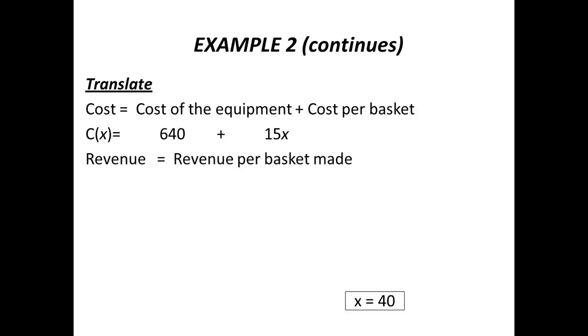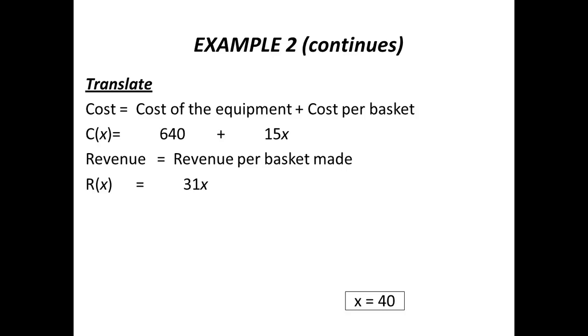Let's translate that. The cost is equal to the cost of equipment plus the cost per basket. So therefore a cost equation will be 640, our fixed cost, plus 15x, which is our variable cost. Revenue is going to be equal to the revenue generated by the sale of each basket times the number of baskets manufactured and sold. Therefore, our revenue equation is going to be equal to 31x.